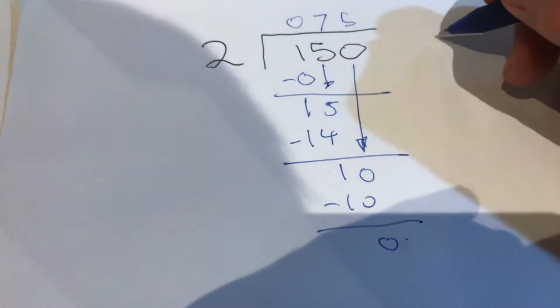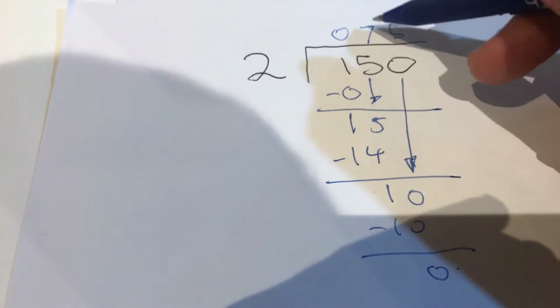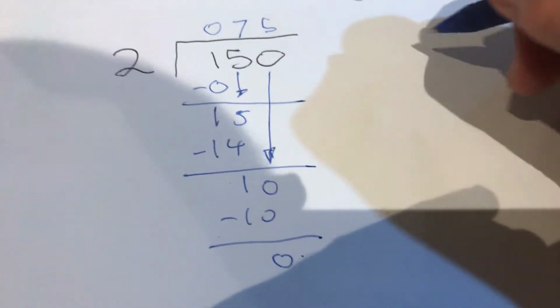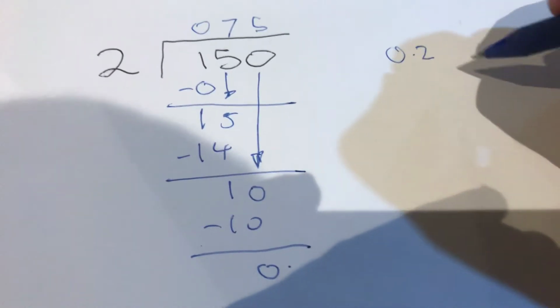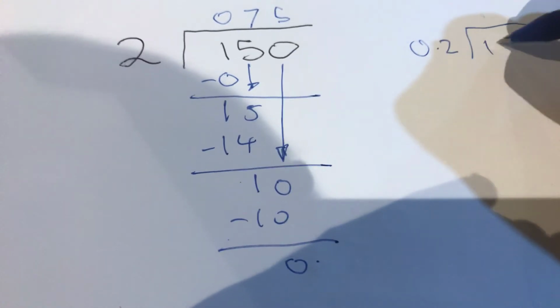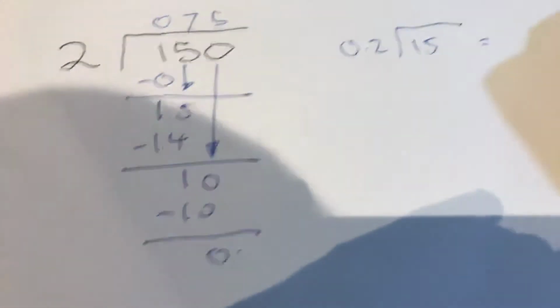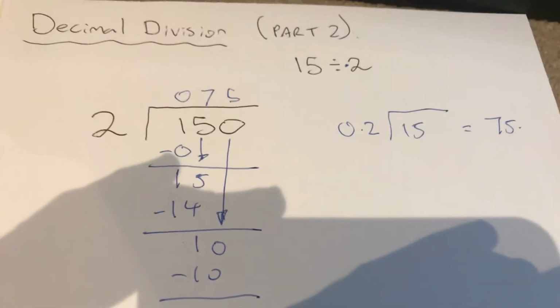So 150 divided by 2 is 75. And that means that 15 divided by 0.2 will also equal 75.